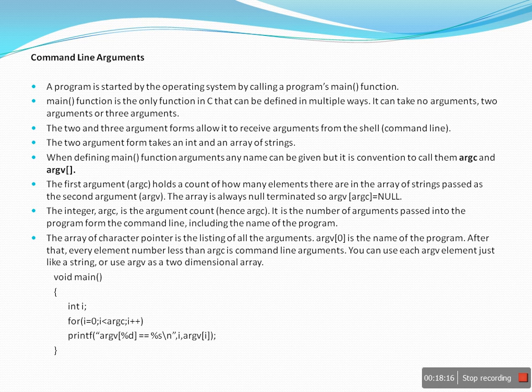So we are taking one example, void main. In this program we have arguments: integer argc, comma, argv of array type, then integer i. For i equals 0, i less than argc, i plus plus. Now we are printing the value of i, comma, argv[i].